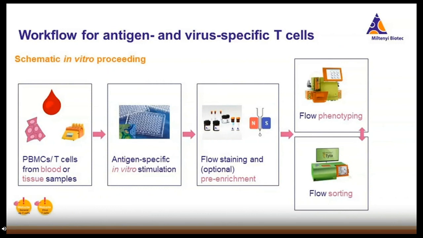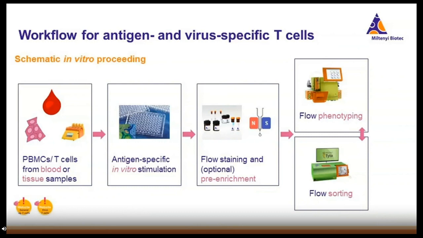Next, the cells need to be efficiently stimulated with the antigen of interest, for example, using our large portfolio of SARS-CoV-2 Peptivator peptide pools. Following the stimulation, the antigen-specific T cells will get activated and upregulate certain activation markers and also start to secrete cytokines. The cells can then be stained intra and extracellularly to assess their phenotype and also analyze cytokine expression. Before the analysis, these rare antigen-specific T cells that were activated can also be pre-enriched magnetically.